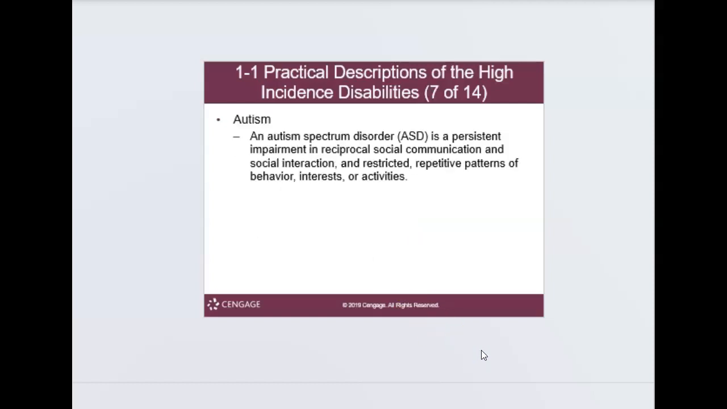All right, autism. Now it is referred to as autism spectrum disorder, or ASD. Again, more letters, you're welcome. It's very much alphabet soup in special education. So autism spectrum disorder is a persistent impairment in reciprocal social communication, that back and forth communication, and social interaction, right? Interacting with others, and very restricted and repetitive patterns of behavior, interests, or activities.